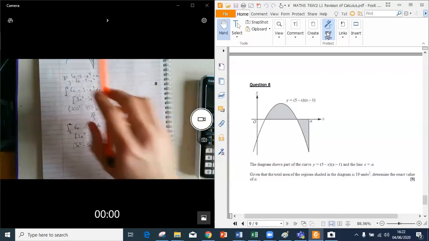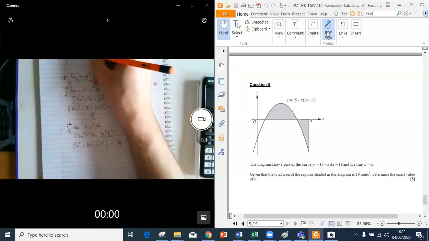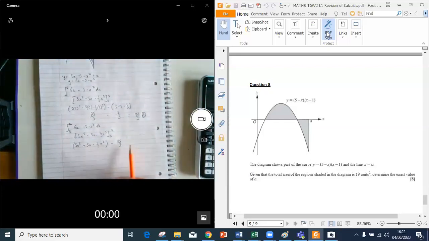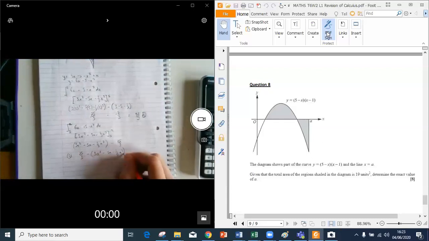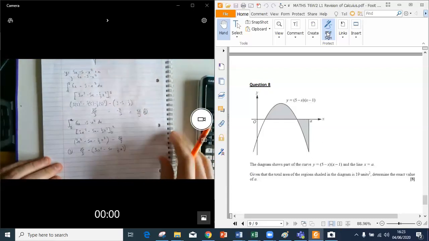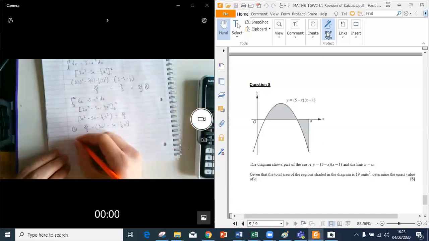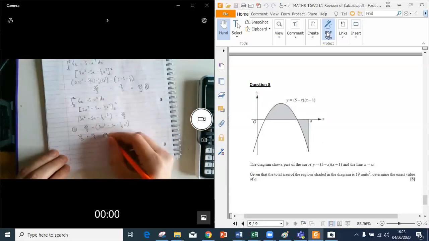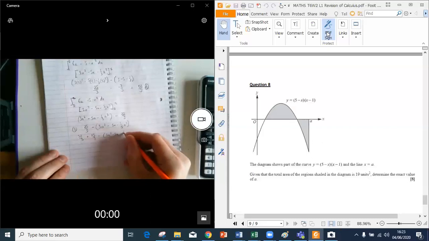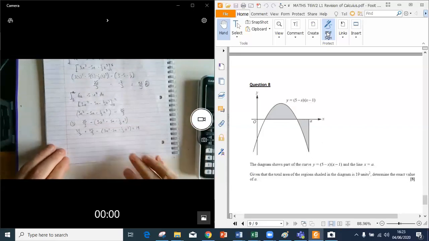So what we're going to do, so that's the area B. So I'm going to times this by minus 1 to turn it into a positive. So B is 25 over 3, take away 3a squared, take away 5a, take away a third a cubed. And we know that A add B is 19. So we know that 33 over 3, add all this, should equal 19. Well, let's see what happens when we do that.